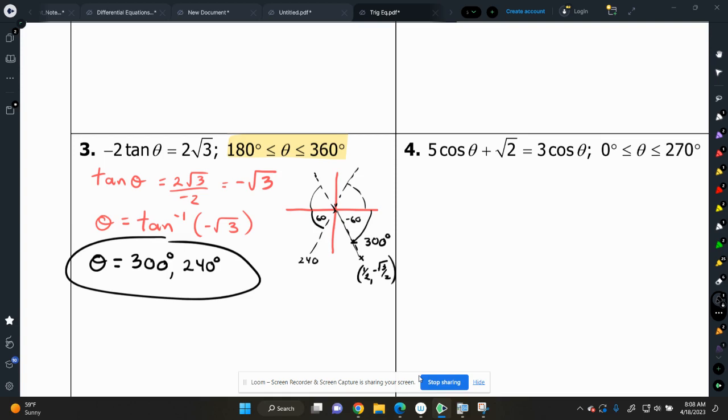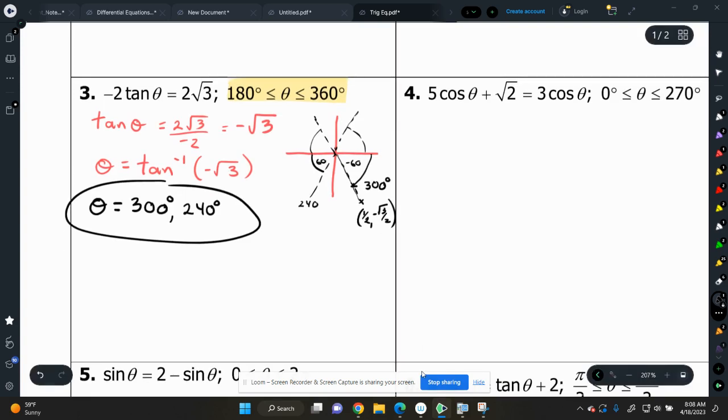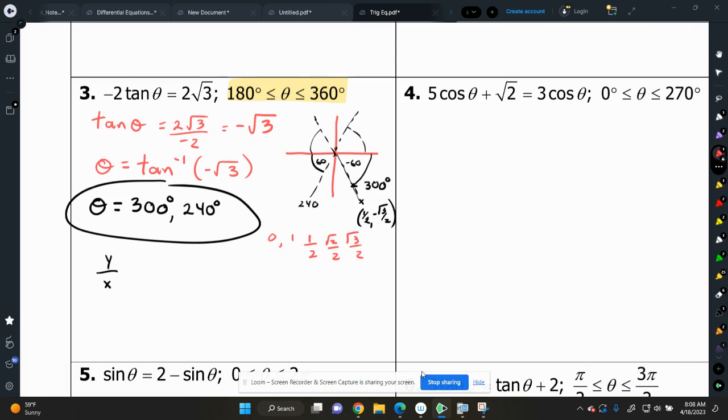If not, we literally have to go around and we have to figure out which y over x gives me root 3. Okay. So y over x, right? So remember your options when you're talking about those angles. We either have 0, 1, 1/2, radical 2 over 2, or radical 3 over 2. Those are the options for coordinates that I have. So I'm not going to be using the 0, the 1, or the radical 2 over 2. So it's got to either be root 3 over 2 over 1/2 or 1/2 over root 3 over 2. It's got to be one of those.